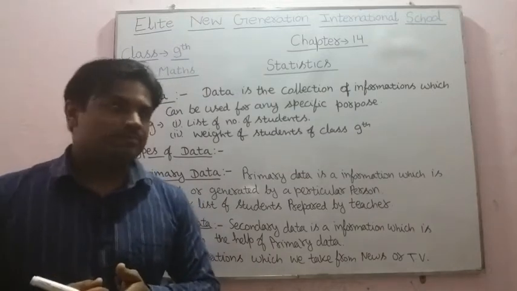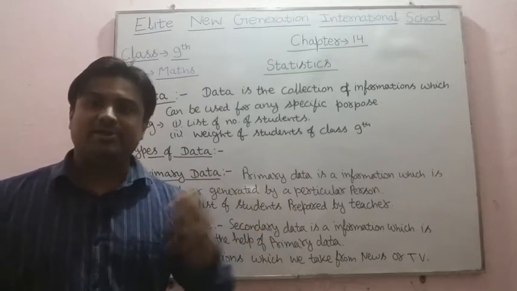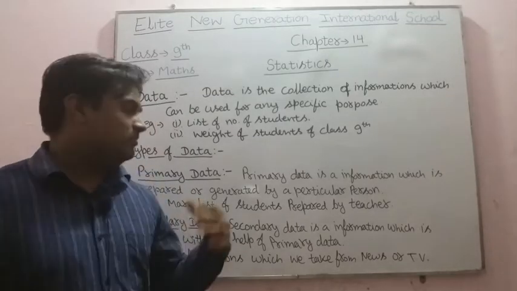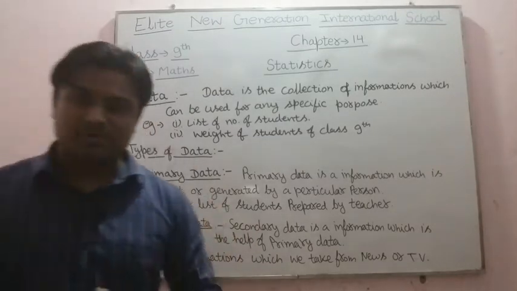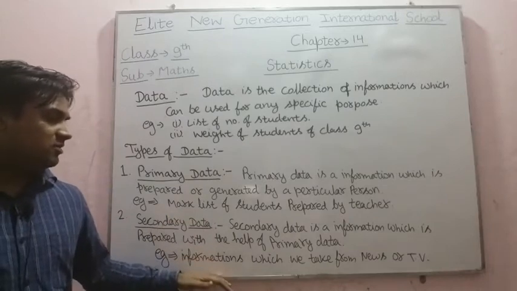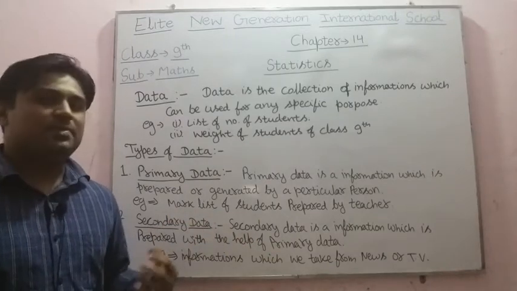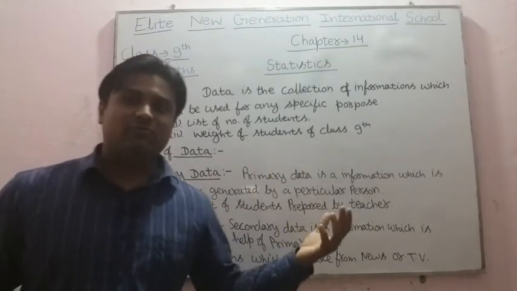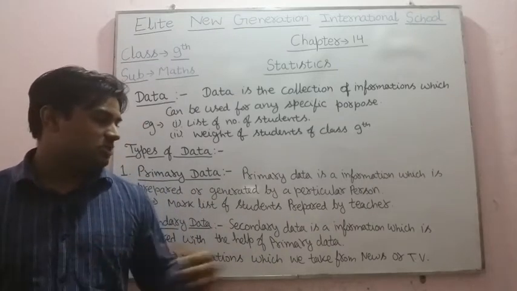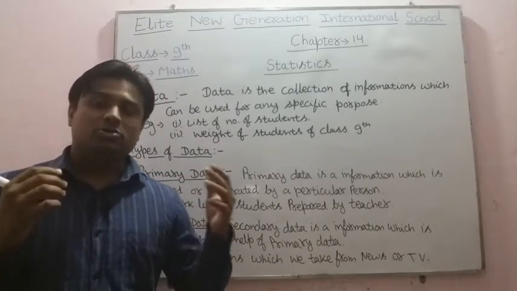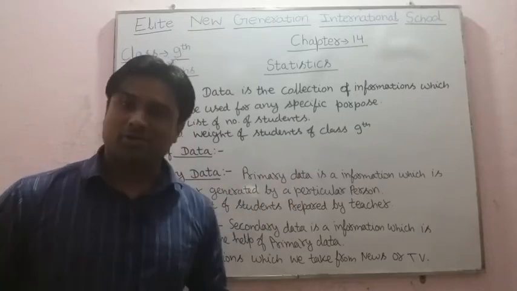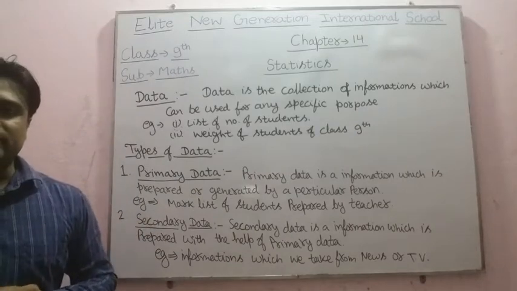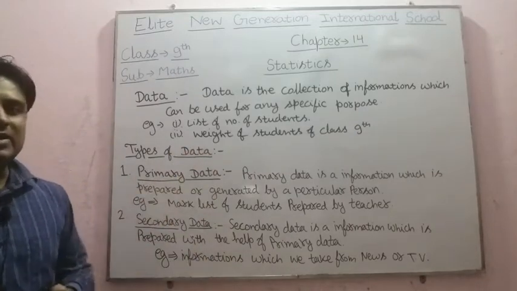For example, suppose a list is prepared by a teacher and the same list is used by any other person, that will be known as secondary data for that person. So it means the information which is taken from, or prepared with the help of, primary data is known as secondary data. The news which we see on television is also a type of secondary data, because that news is taken by the reporters. So this is the difference between primary data and secondary data.